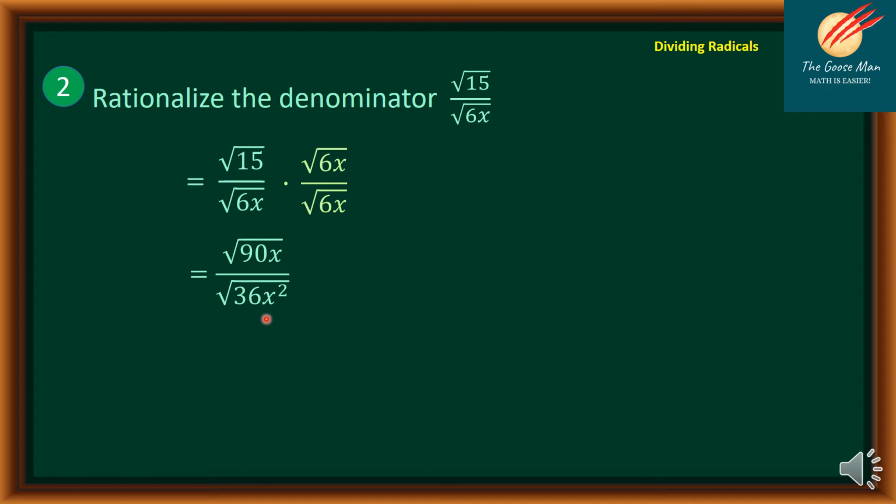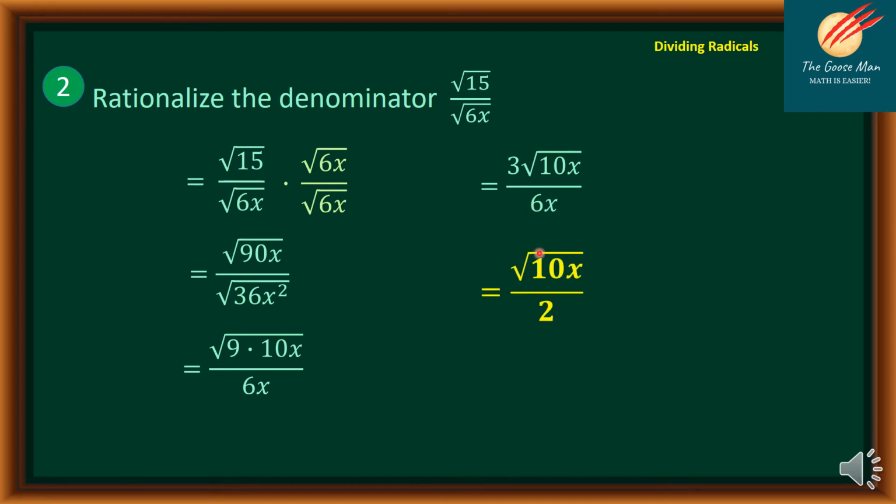Then take the square root. Take note that I can take the square root of 36x squared, which is 6x. But 90 can be factored as 9 times 10, so I can extract the perfect square number 9. So we have 3 square root of 10x divided by 6x. Take note that I can reduce 3 and 6 by dividing both the numerator and denominator by 3. So 3 divided by 3 is 1, and 6 divided by 3 is equal to 2. Therefore, we have square root of 10x all over 2.